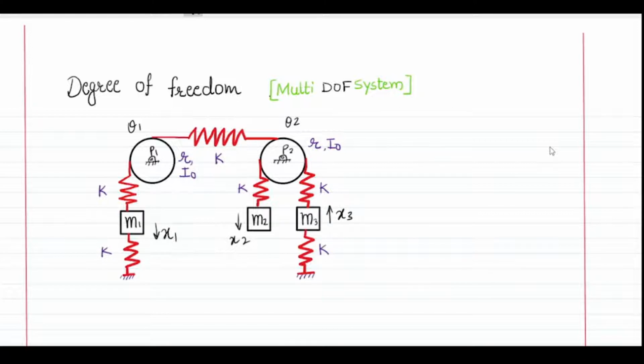If I know only the x1 value, will I be able to find the exact value of all the other displacements, theta 1, theta 2, x2 or x3, or not? If I need all 5 independent coordinates in the given problem to define the motion of these individual inertial members, that means the system will have 5 degrees of freedom.